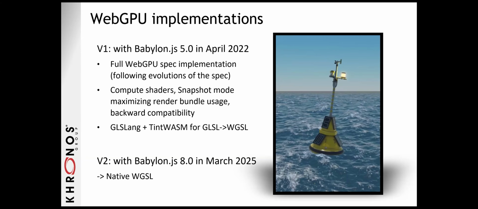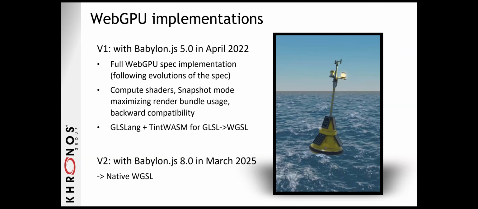This backward compatibility also sometimes brings some trade-offs in performance. So we added some special modes, like the snapshot mode, to maximize the usage of the render bundles. And in some cases, as we'll see at the end, we can have a very good increase in performance. So that's for the JavaScript code.